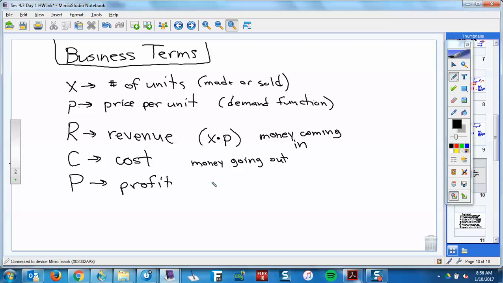And the profit, of course, is revenue minus cost. That's a big equation you've got to know, because a typical problem is going to want to maximize the profit. We're going to want to do the max profit. So we're going to have to figure out our revenue, which we see here is our units times our price. That's our revenue, and then minus our cost. And that's going to be your profit.